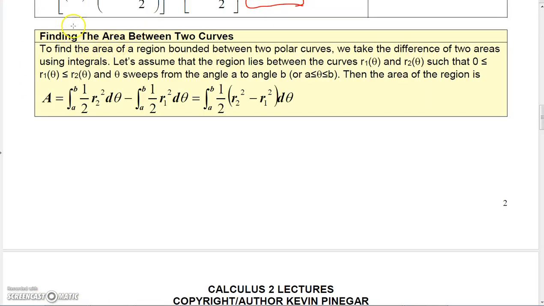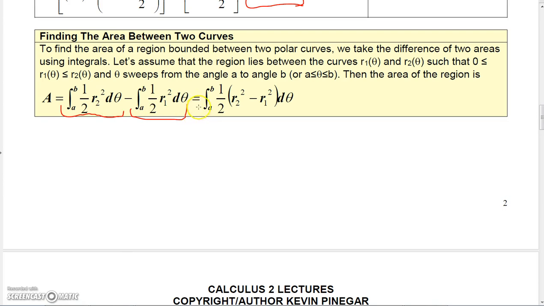Now, if you want to find the area between two curves, you use a similar formula, but you're actually going to subtract the area of the outer curve minus the area of the inner curve, where R2 is the radius of the outer curve and R1 is the radius of the inner curve, and you just subtract the two.